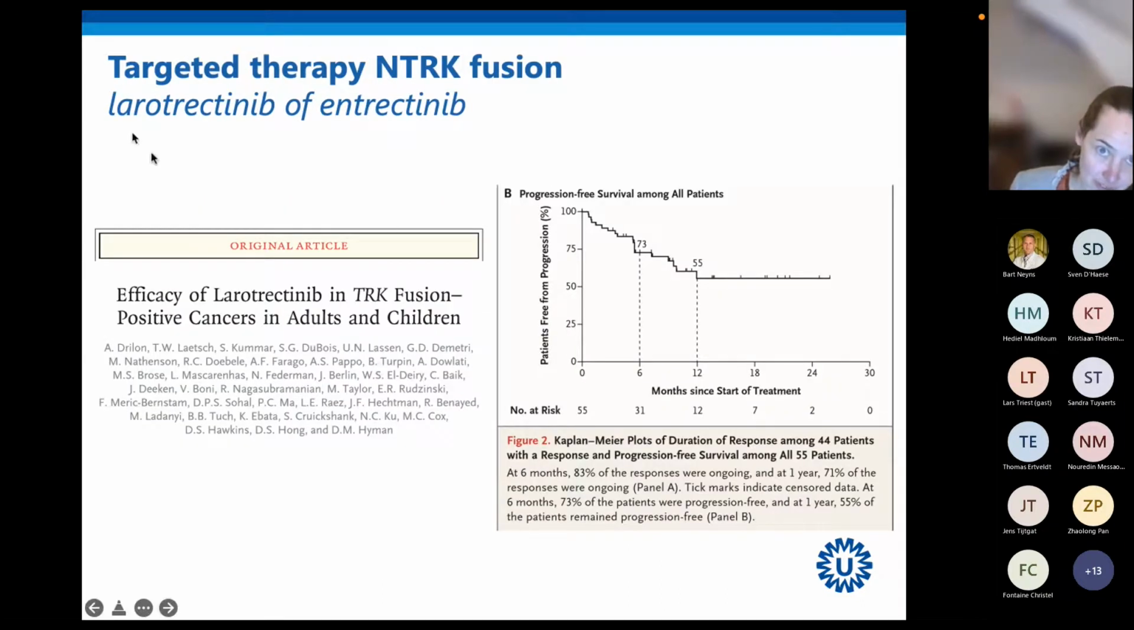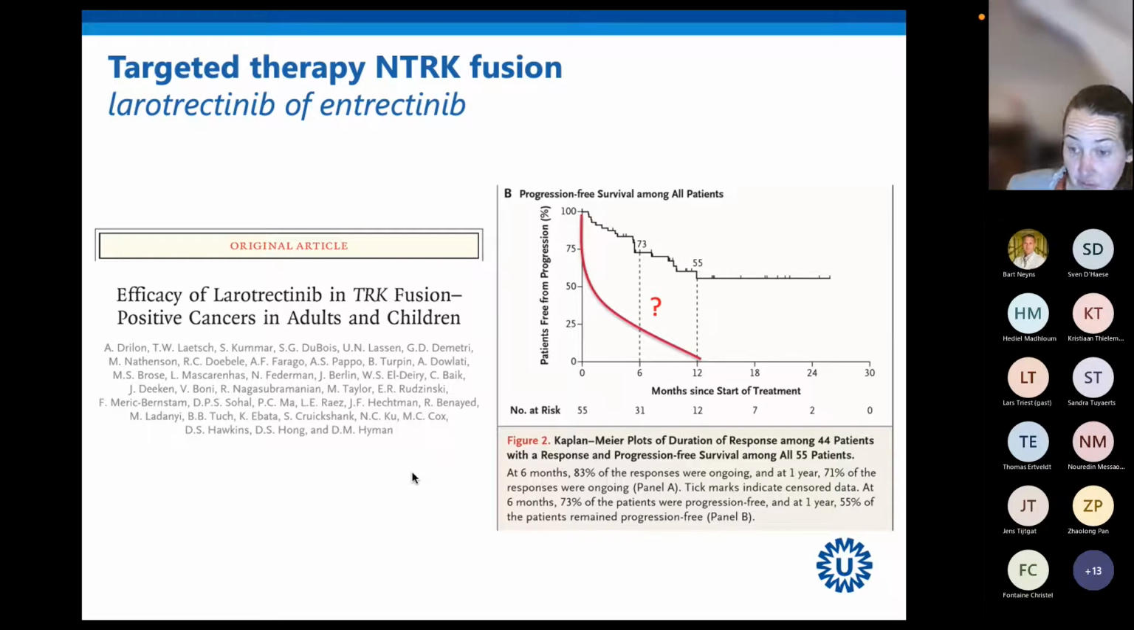What's so special about these NTRK fusions? It is only a phase 2 trial, and quite a small phase 2 trial with all different types of tumors, also childhood tumors. And with larotrectinib or entrectinib, there is an impressive progression-free survival seen with a very high chance of response and then a very long progression-free survival. So if you can identify it, it's very beneficial for the patients and it has a clear predictive value, but it's difficult to identify these patients.